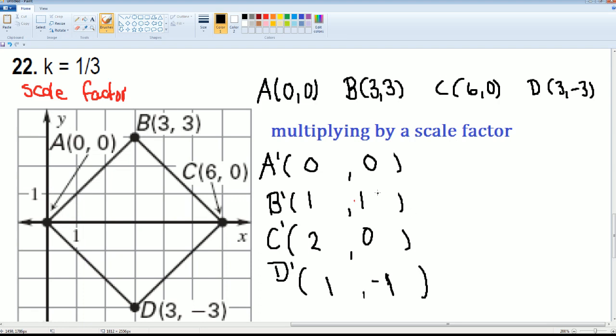Right. Now I can plot it. So 0, 0, right here. This is A prime. That's 0, 0. B prime is 1, 1. So that's 1, 1. That's B prime. C prime is 2, 0. That's 2, 0. C prime. D prime is 1 in the x, -1 in the y. That's D prime. Okay. Now we connect it. There you go. Notice this all matches up.